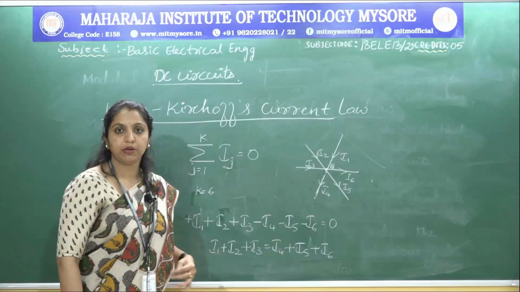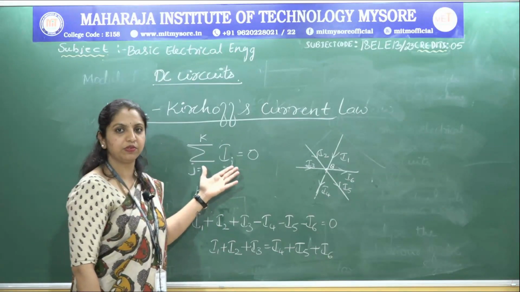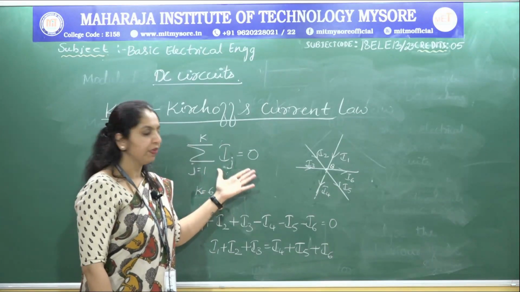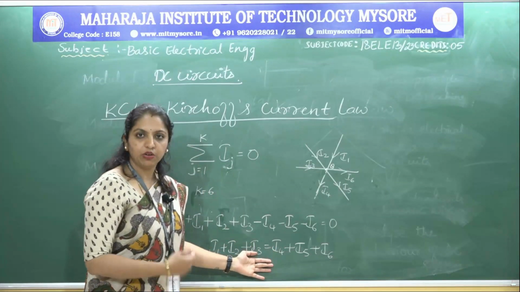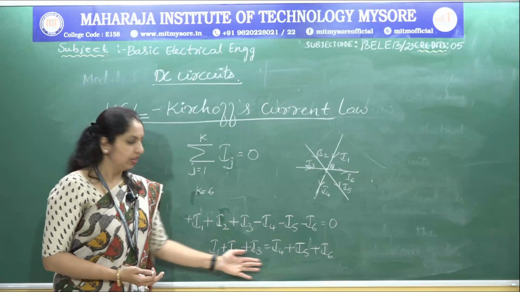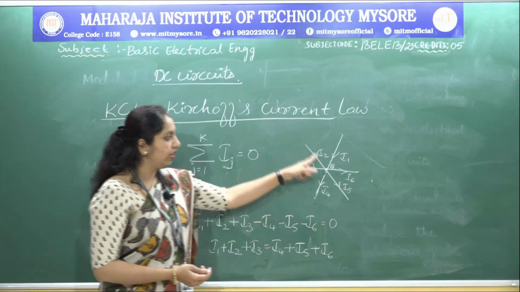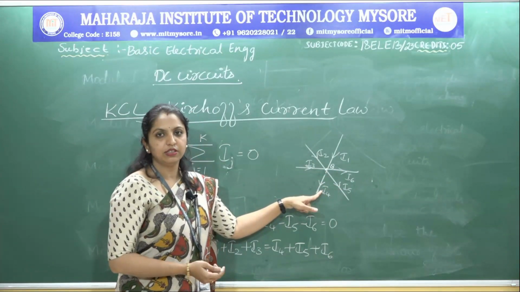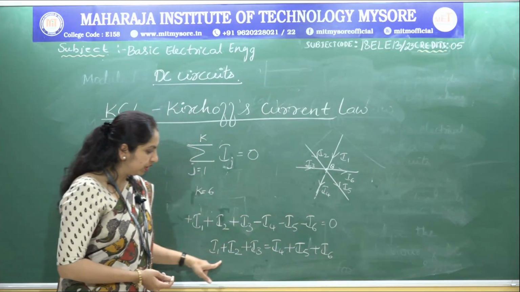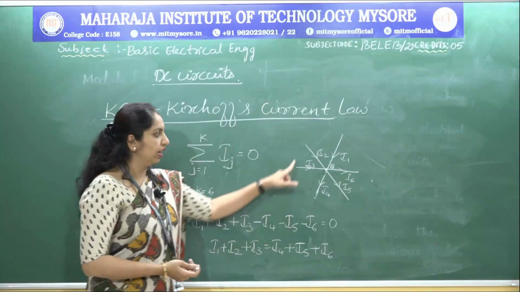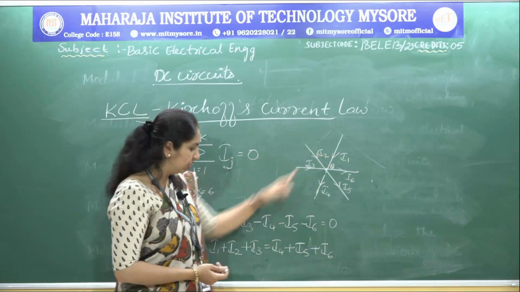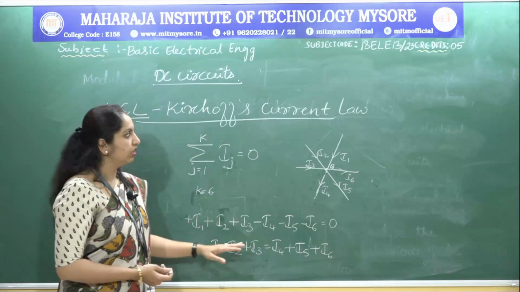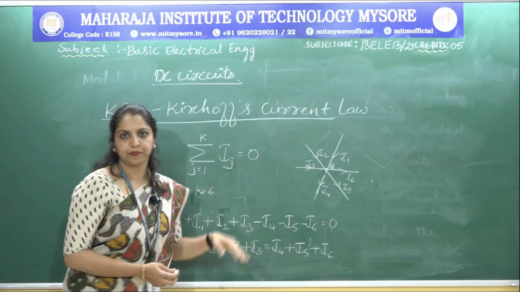One statement is: the algebraic sum of the currents meeting at a junction is equal to 0. In another form, we can also state Kirchhoff's current law as: the algebraic sum of the currents entering the junction is equal to the algebraic sum of the currents leaving the junction. Based on the last equation we can state this. This is all about Kirchhoff's current law.